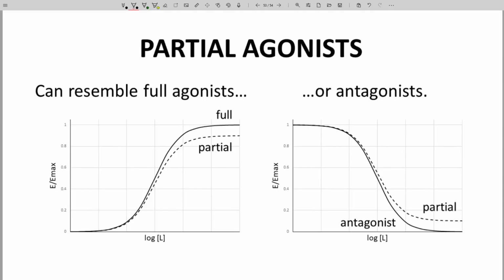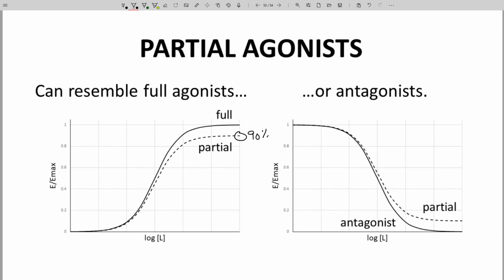One final comment on partial agonists. Partial agonists are very flexible structures. A partial agonist that can cause a high degree of response, let's say 90%, is essentially as useful as a full agonist. The difference between 90% and 100% response is perhaps undetectable in patients. This is shown on the curve on the left.